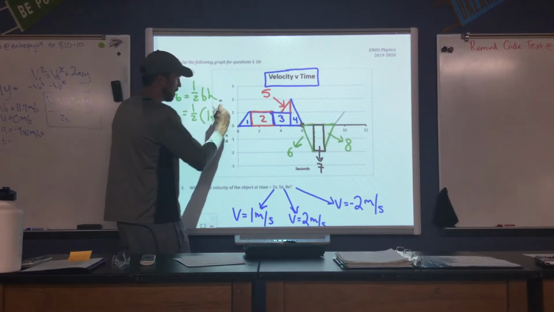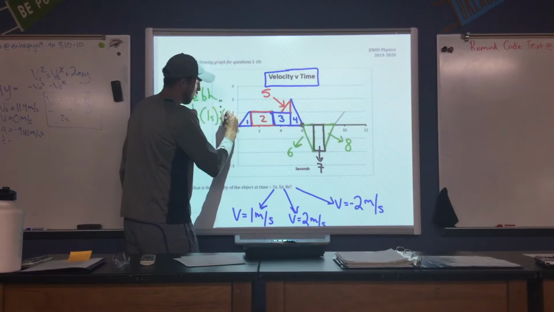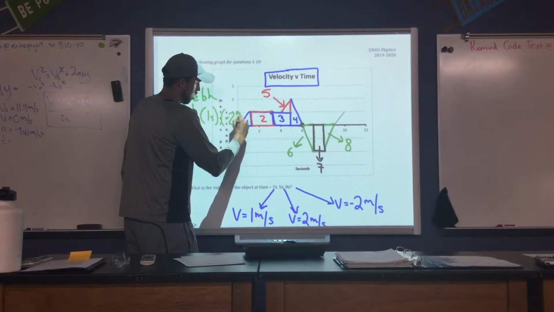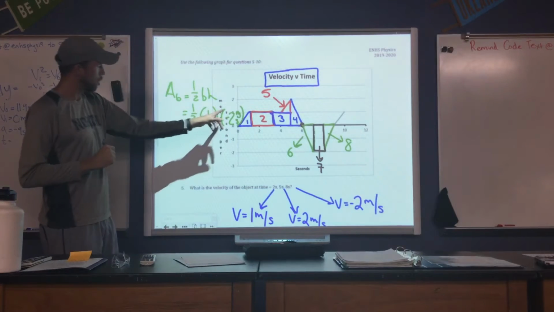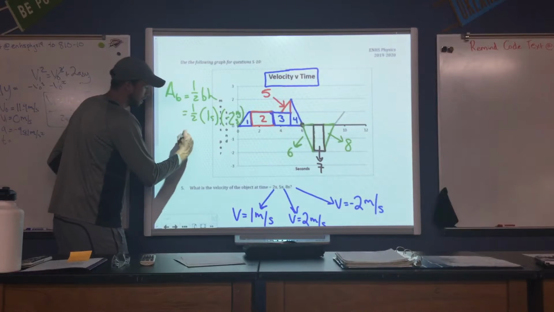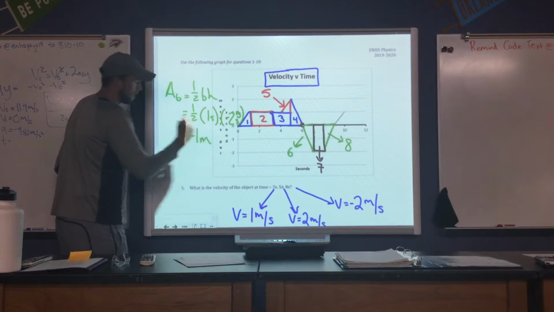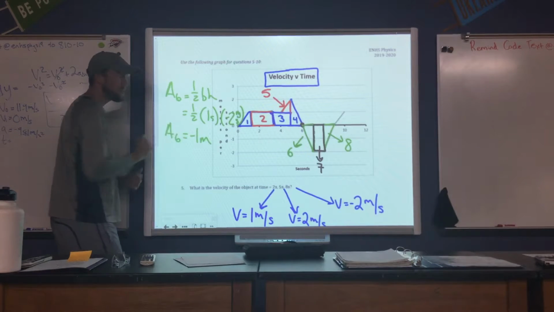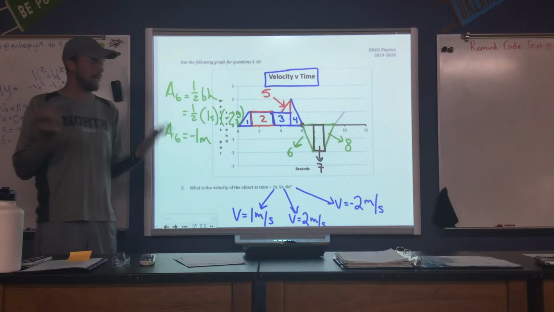So we have a negative height, which means we're at -2 meters per second. So -2 times 1 gives me -2, times 1/2 gives me -1 meter. Now you're probably thinking, how is my area negative? I've never seen area be a negative value.